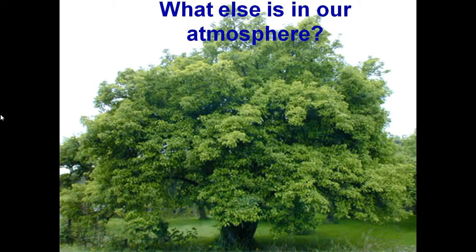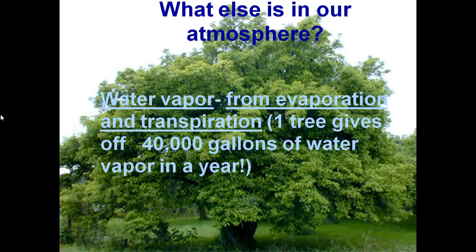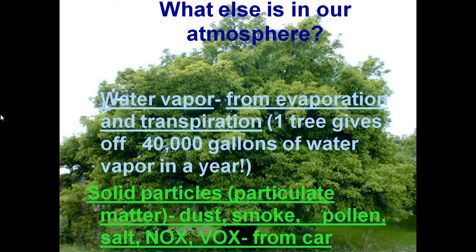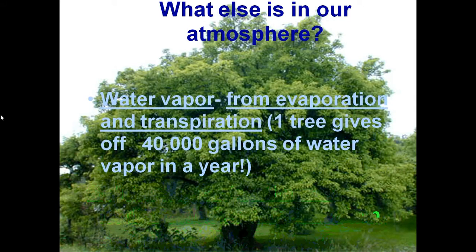So, what else is in our atmosphere? Well, water vapor. If you recall from the water cycle, from evaporation and transpiration, one tree gives off 40,000 gallons of water vapor in a year. That's a lot of water in the air. Solid particles, particulate matter, dust, smoke, pollen, salt, and NOx and VOx from a car can also contribute to our atmosphere as well.